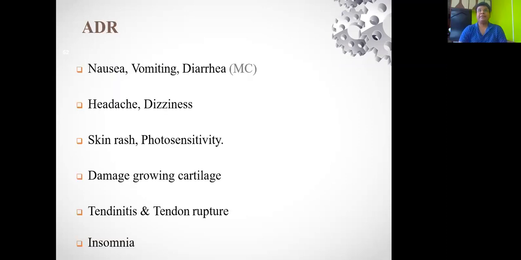And apart from that, if you look into the adverse drug reaction profile, there is a battery of ADRs associated with fluoroquinolones. The major ones are photosensitivity, damage to the growing cartilage, and tendinitis and tendon rupture. So damage to the growing cartilage, tendinitis, and tendon ruptures are the major adverse drug reactions associated with fluoroquinolones. Apart from that, they may also cause skin rashes, slight headache, dizziness, insomnia, and GI side effects, which are very common with almost all drugs.